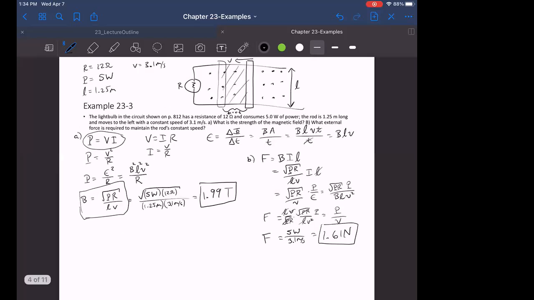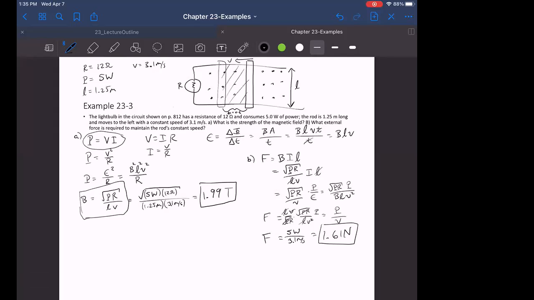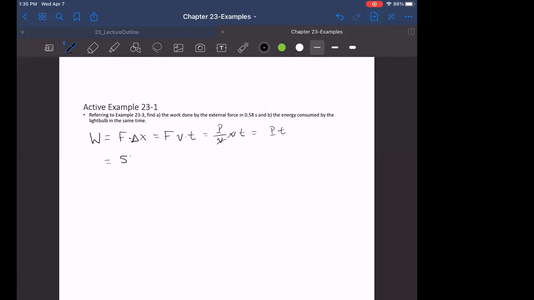What was the power we had? 5 watts times 0.58 seconds. 2 point something, 2.9, close to 3 joules. Okay, that's part A. What about part B?